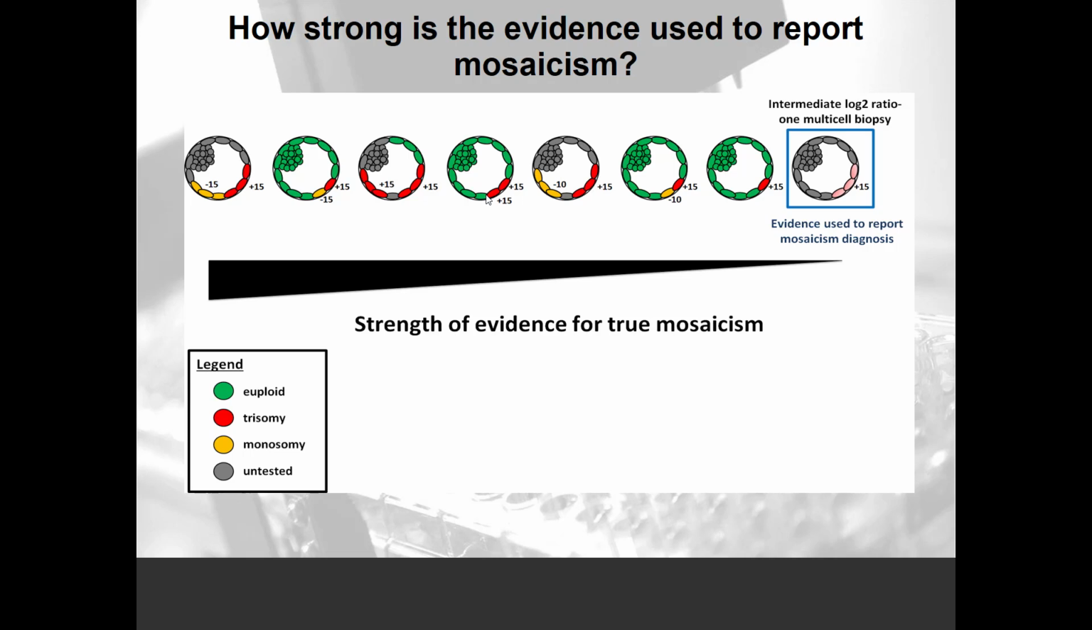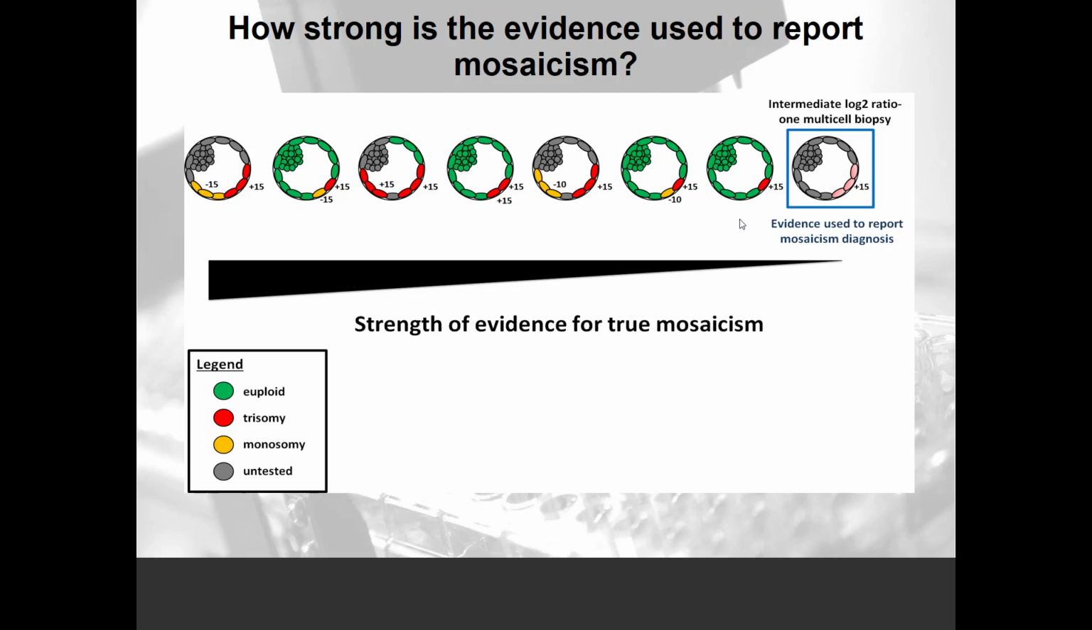And then all the way down to what is actually used clinically, which is what we refer to as an altered log2 ratio. This is an intermediate value that may not cross a particular threshold that we would consider to be uniformly aneuploid. The main point of this slide is to illustrate the fact that among the many ways to predict mosaicism in a blastocyst, the methods currently used in clinical practice provide actually the weakest level of evidence that true mosaicism actually exists within the embryo.